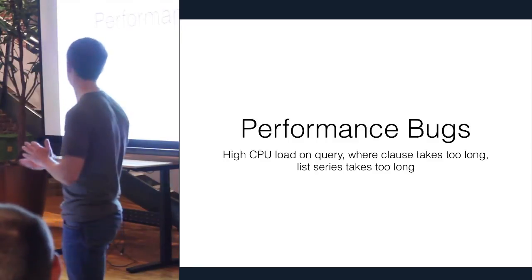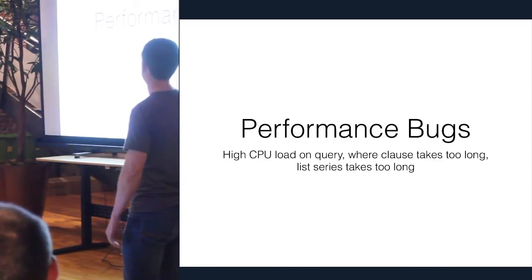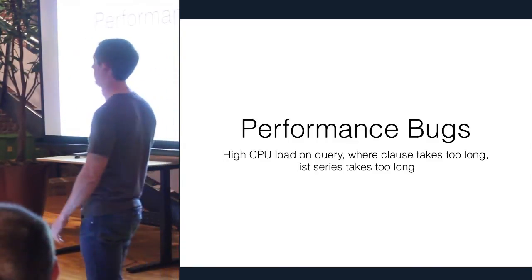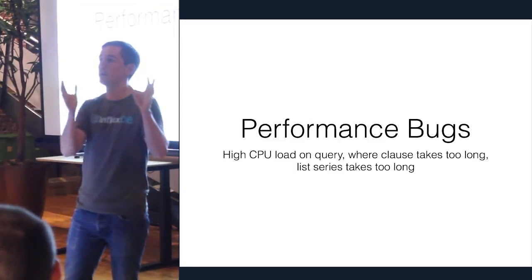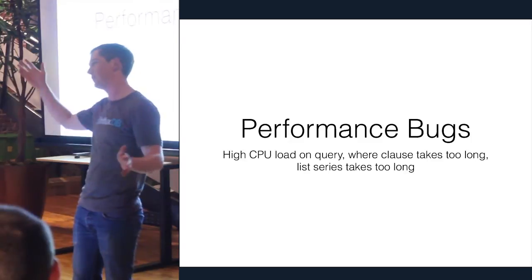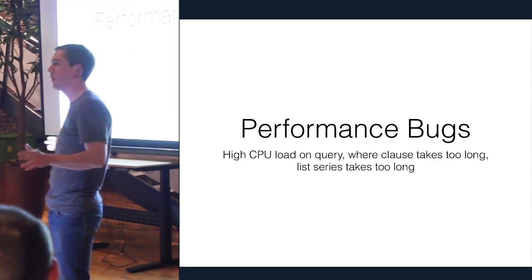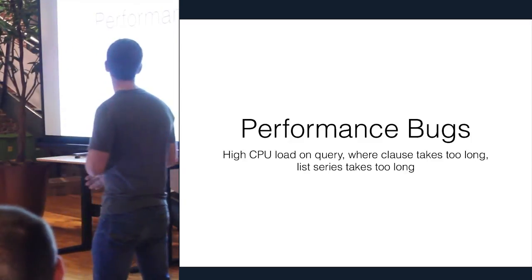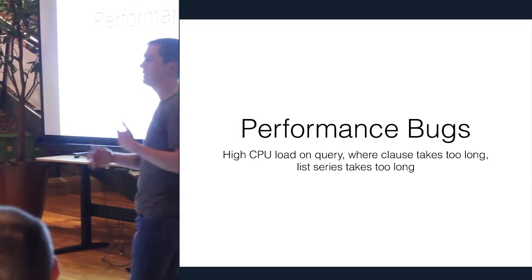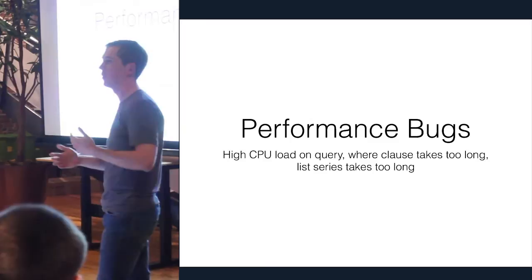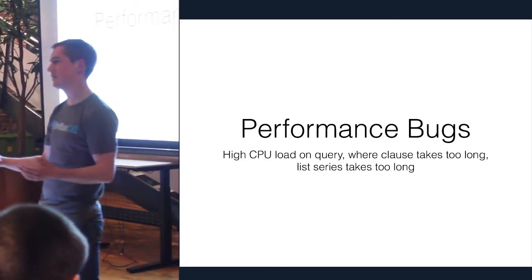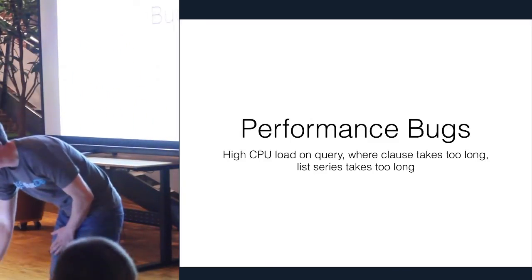There are performance bugs. So things like, there's a high CPU load on the query. Like I do a query, it pegs the CPU, but actually it only pegs one CPU, and Go's supposed to be able to use every processor, so why the hell is it only pegging one? And, oh, if I do a query and I say where foo equals bar, it takes too long. Or if I'm listing different series in my database, it takes too long.